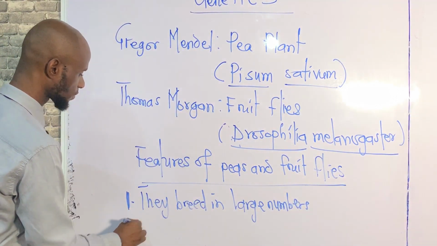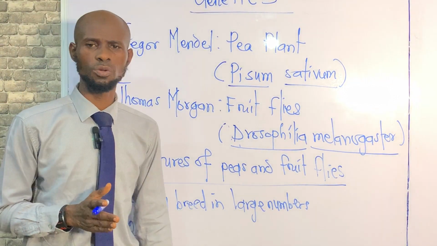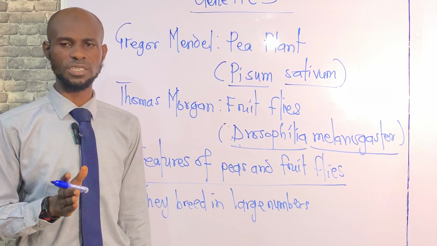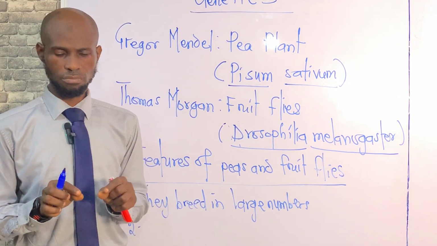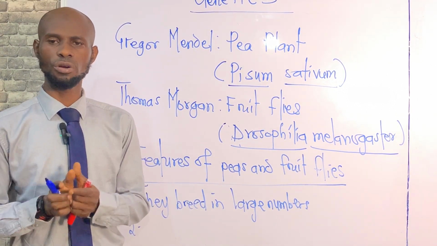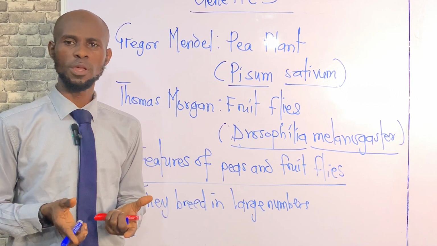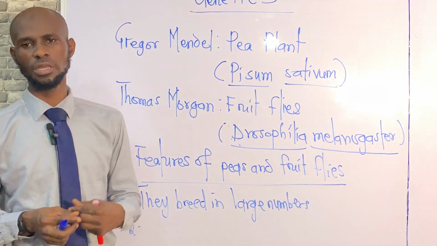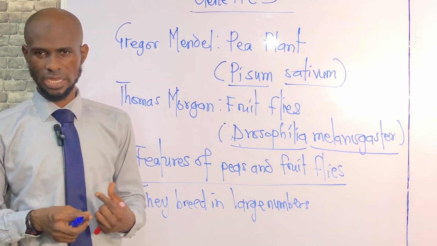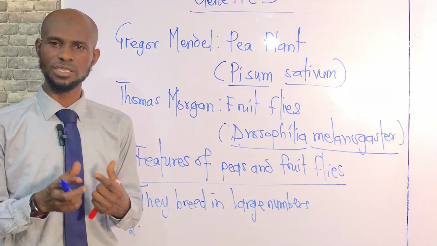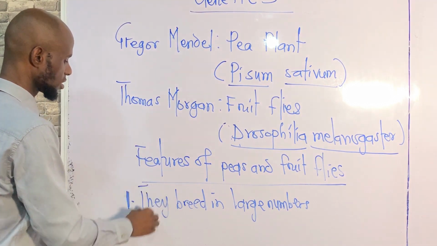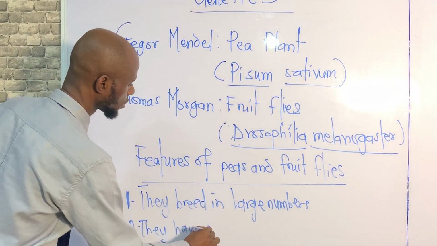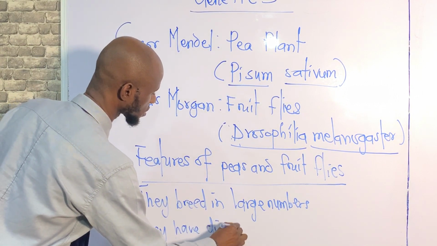Number two is that they have what is called discontinuous characters. That is, discontinuous means no transition or gradation between two extremes. So it was easier for them to choose yellow and green, red and white, tall and short. That is discontinuous. Okay? So they have discontinuous traits.